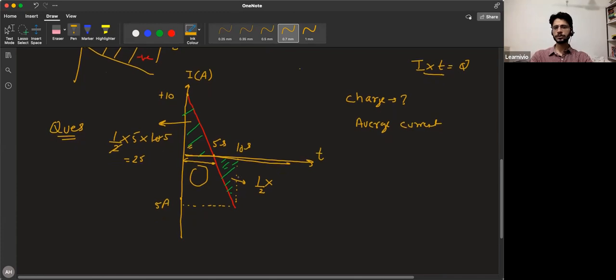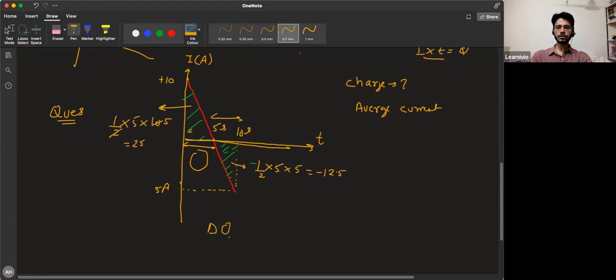And how much is this area? It's half. How much is this length? Base 5. And height is also 5. It will be positive or negative? Negative. So if I calculate this term, this comes out to be 25. It comes out to be minus 12.5. And what is the total charge? Sir, the sum of the two. Sum of the two, 12.5 plus minus 12.5. We get that this total charge is 12.5.